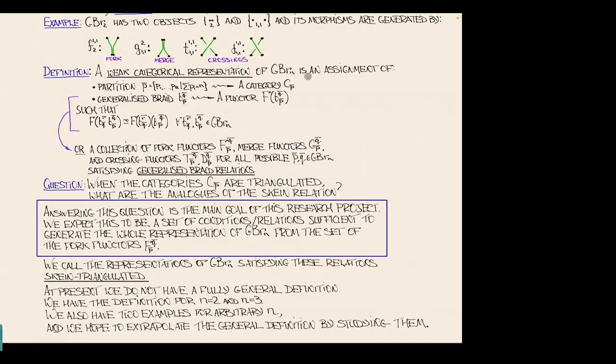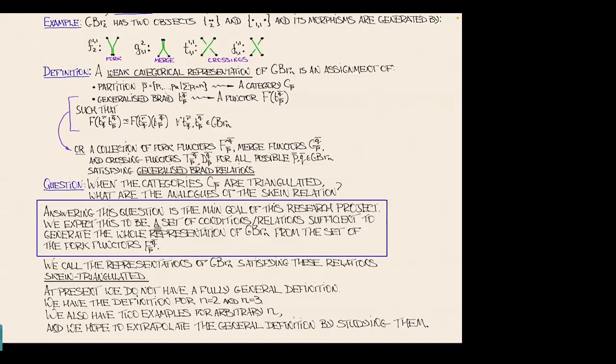If you're working with triangulated categories, as we most often do in geometric representation theory and in algebraic geometry, when this is a derived category of an algebraic variety, for example, we have a triangulated structure here. So can we somehow use that triangulated structure to give simpler relations than this lot? Can we package these up in these triangulated relations? Answering this question, what are the analogs of the skein relation, is the main goal of this research project.